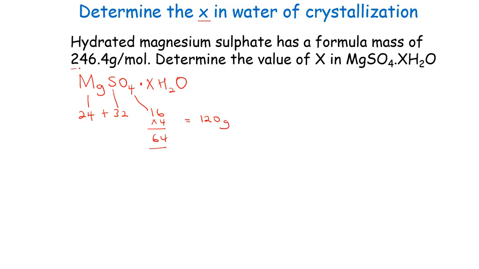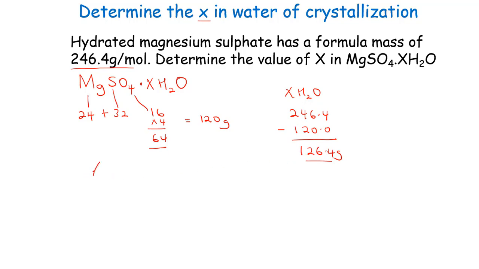However, the whole of our compound weighs 246.4. So that means our X water will be providing the 246.4 minus the 120. So what do we get? 246.4 minus the answer, so we get 126.4 grams. So that means the X water is contributing 126.4.